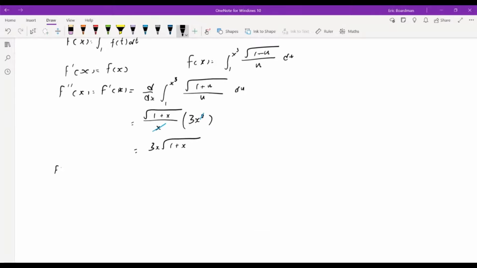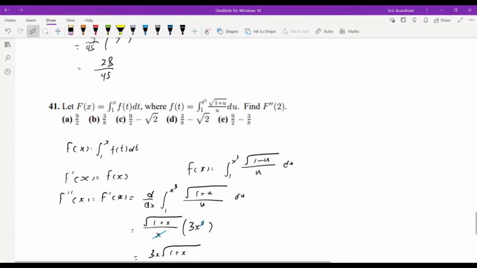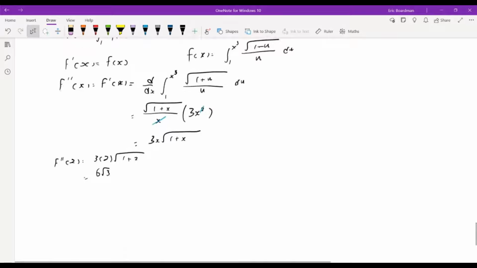And then we want to find that at x equals 2. So big F double prime of 2 equals 3 times 2 times the square root of 1 plus 2 equals 6 root 3. I messed up again. I'm so sorry, guys.